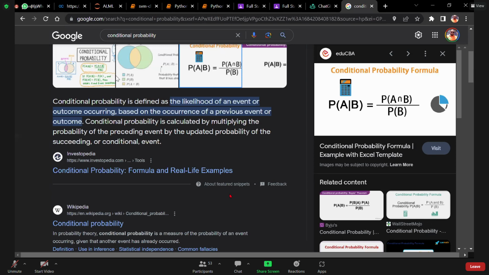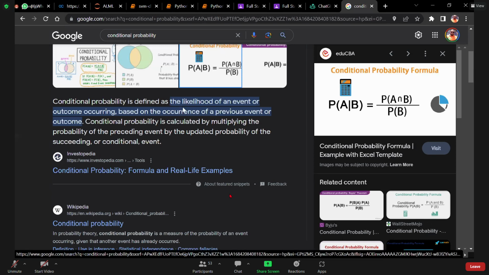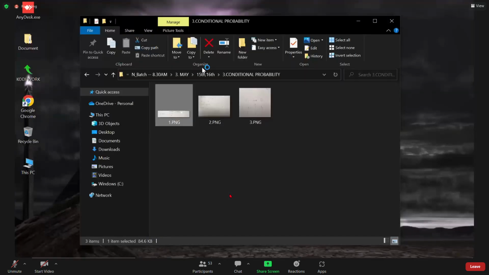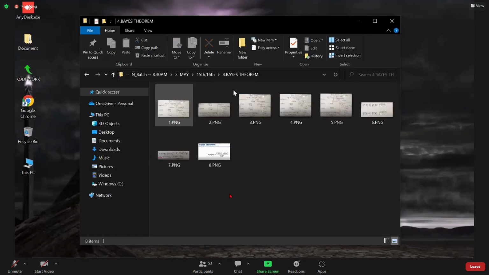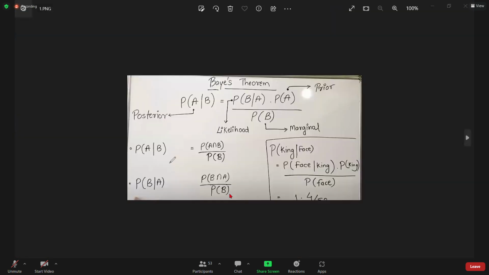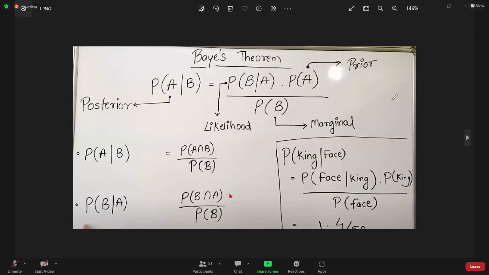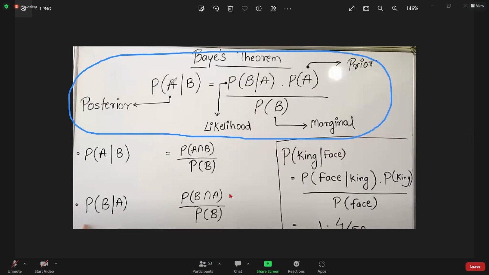Are we clear on conditional probability or not, guys? Now the next one, Bayes theorem, or Bayesian theorem. The equation of the Bayesian theorem is like this. When I show this formula now, trust me, you will not understand. After 10 minutes, when I explain, then you will understand how.